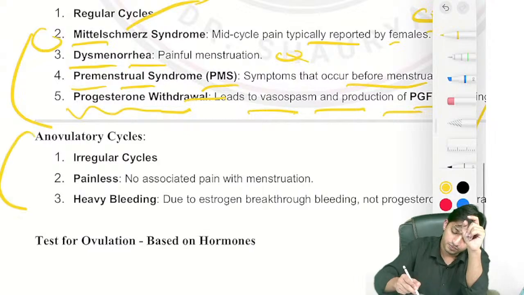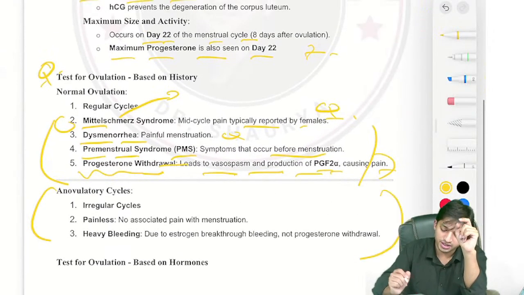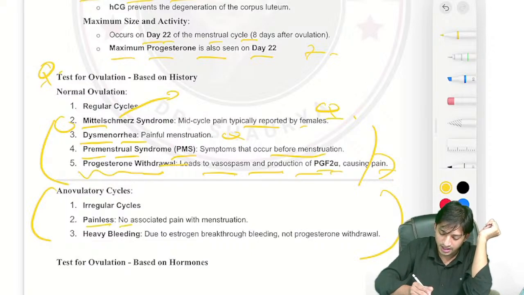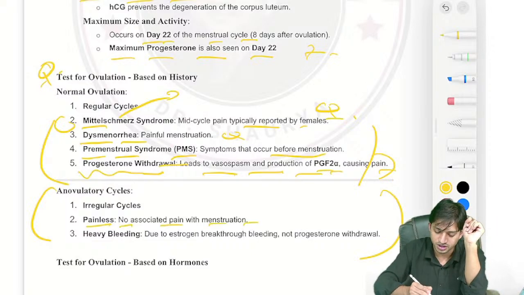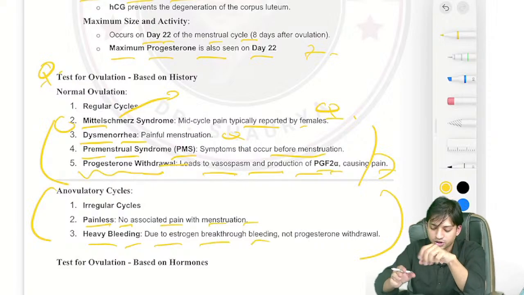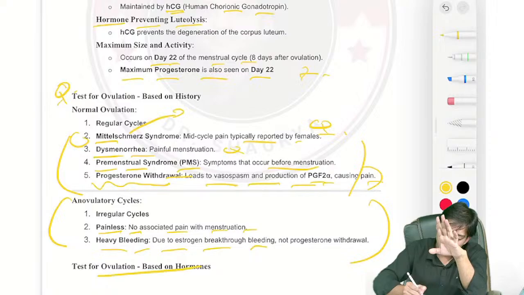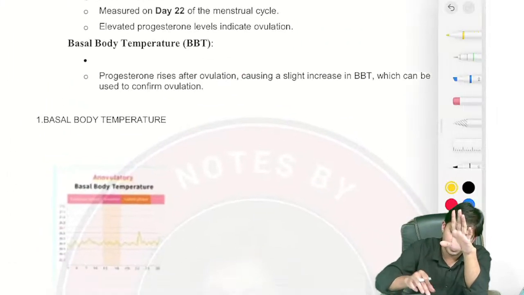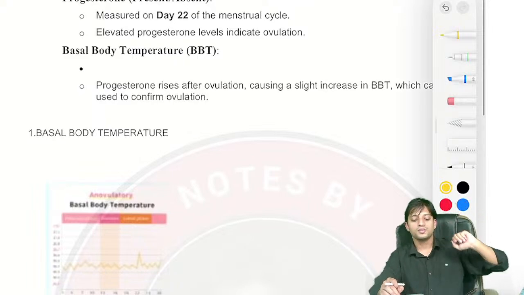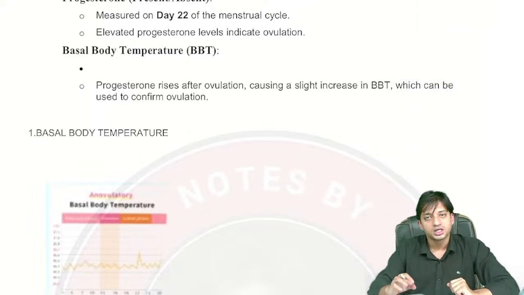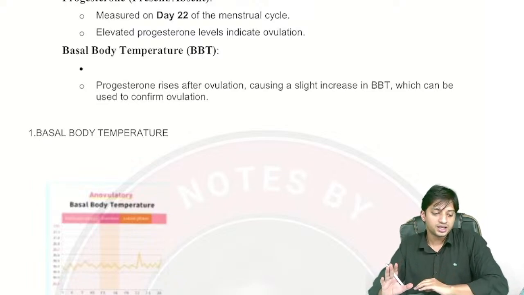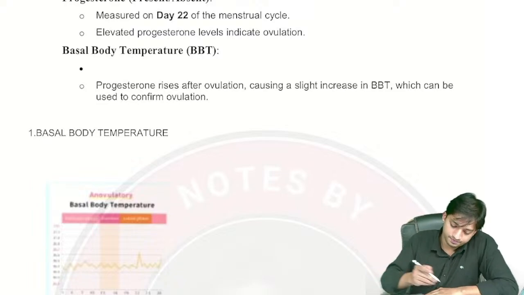Now, if there are anovulatory cycles or irregular cycles, what will happen? It will be painless, not associated with painful menstruation. Heavy bleeding will be there due to estrogen breakthrough bleeding, not progesterone withdrawal. Now, come here, test for ovulation. In the ovulation test, through hormonal tests, how will you determine that ovulation has happened? Pay attention very carefully.